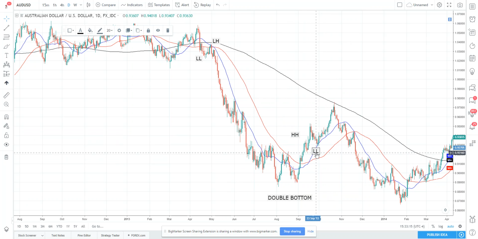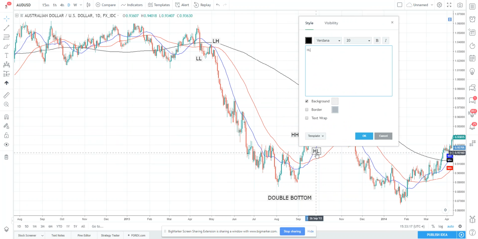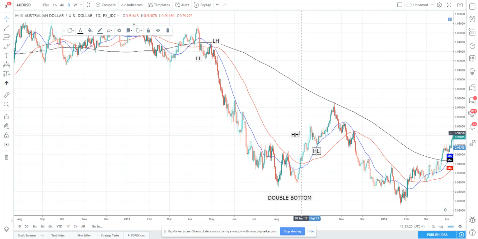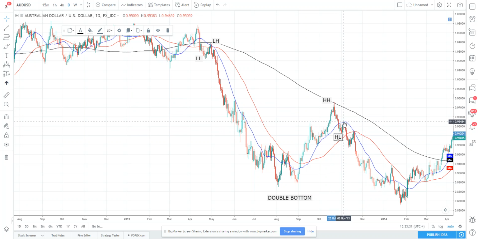Pulls back, sets a higher low. We are now in an uptrend. Pushes higher, higher high, pulls back, higher low. Pushes higher, higher high, pulls back, higher low. Then what does it do? Sets a lower high here, and then a lower low. Now we're back in a downtrend. Lower high, lower low, lower high, and it continues to oscillate.